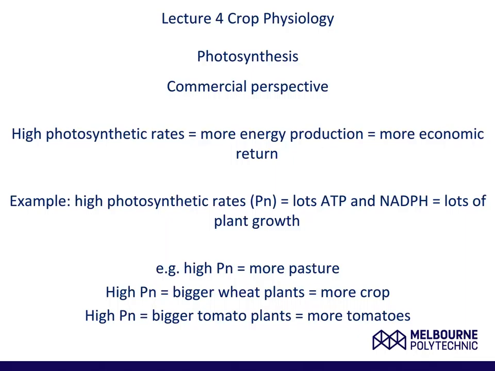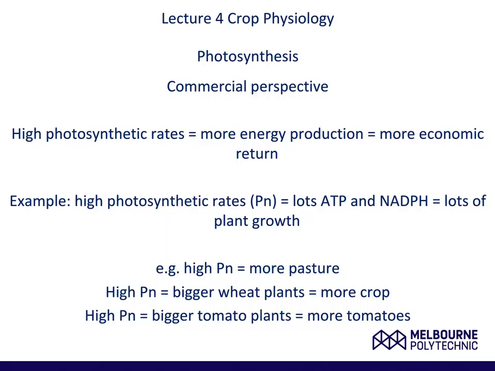In order to answer this question, I just want to define photosynthesis and photosynthetic rates. Photosynthesis is the process, while the photosynthetic rate is how fast that process will occur. From a commercial perspective, we always like to try and obtain high photosynthetic rates. That is, it means that the plant is working really fast, it's capturing lots of light photons and it's making lots and lots of molecules of glucose.